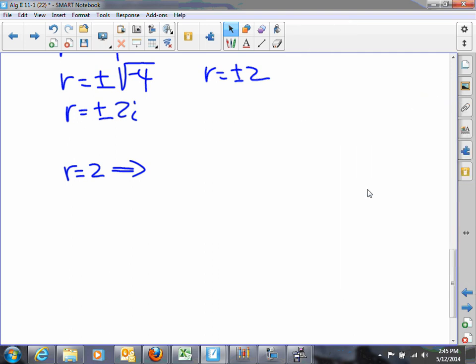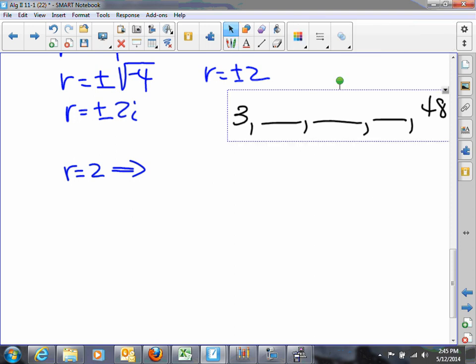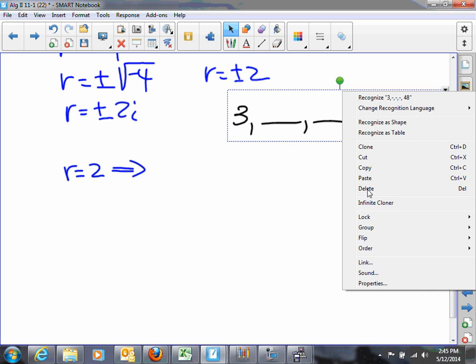The first number was 3, wasn't it? Okay, so let's do this again. 3, and then a number, and then a number, and then a number, and then 48. Okay, now, turn this into a cloner.